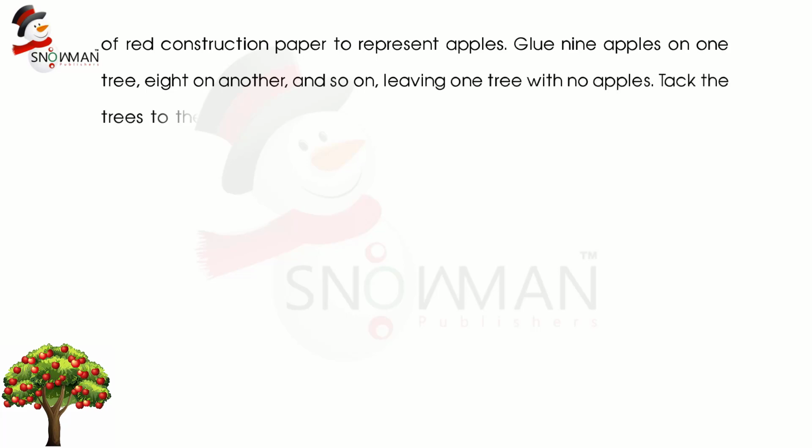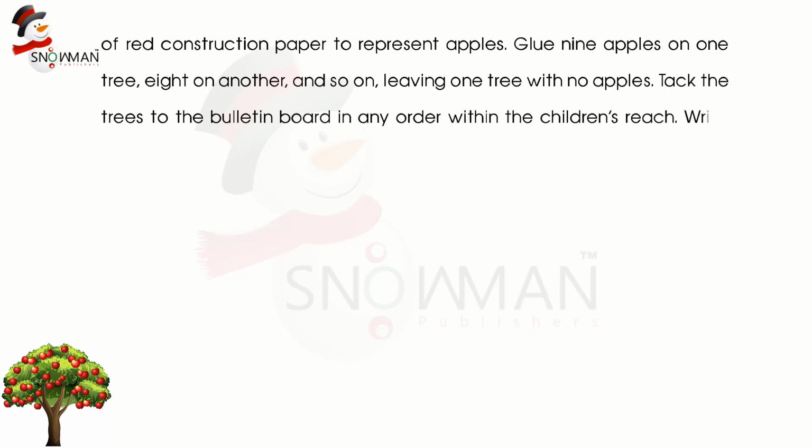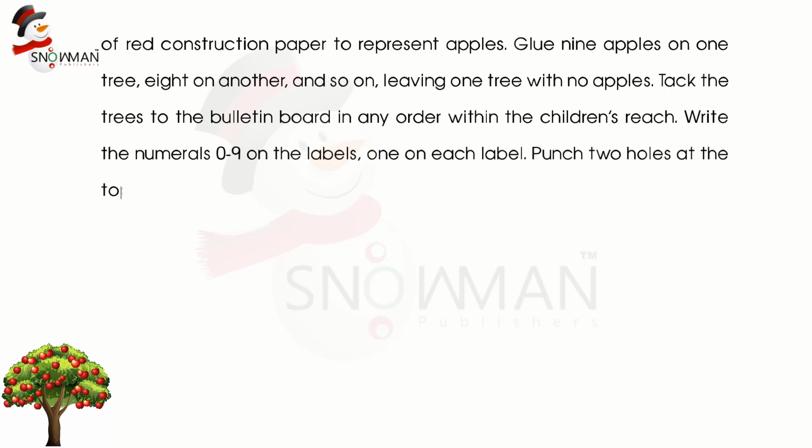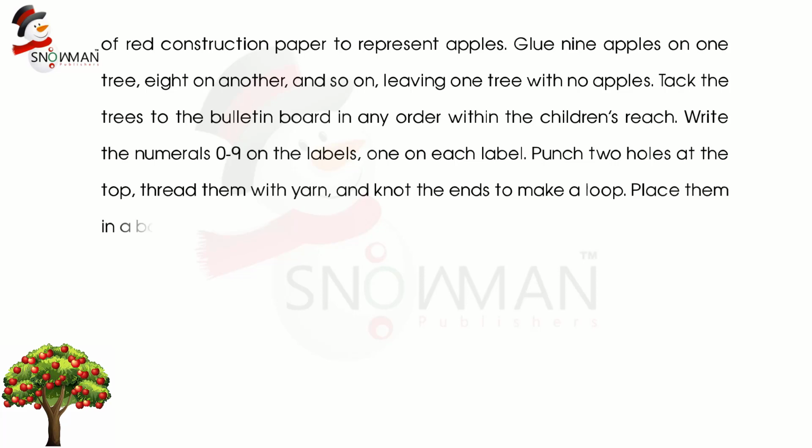Tack the trees to the bulletin board in any order within the children's reach. Write the numerals 0 to 9 on the labels, 1 on each label. Punch 2 holes at the top, thread them with yarn, and knot the ends to make a loop. Place them in a basket or envelope at the side.